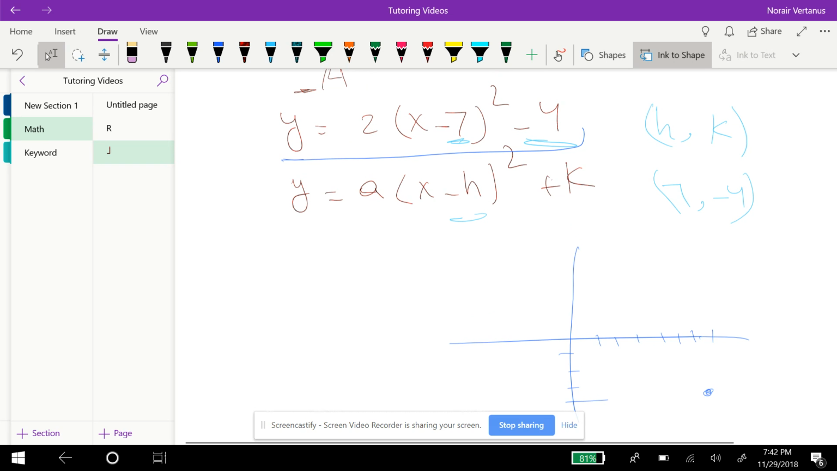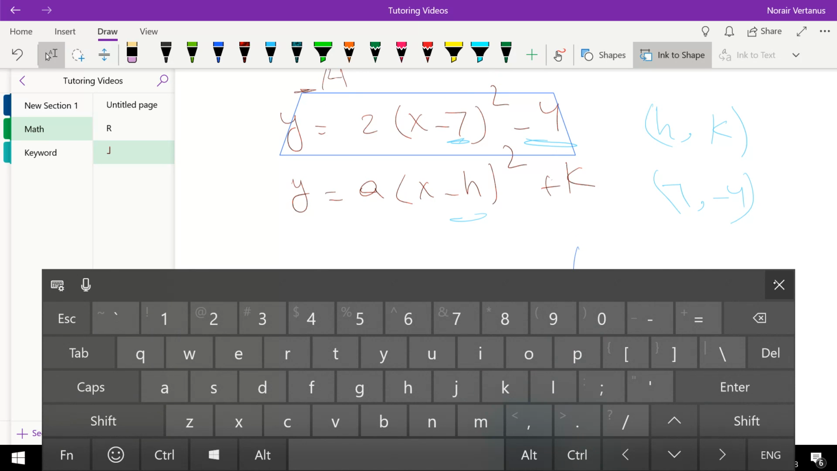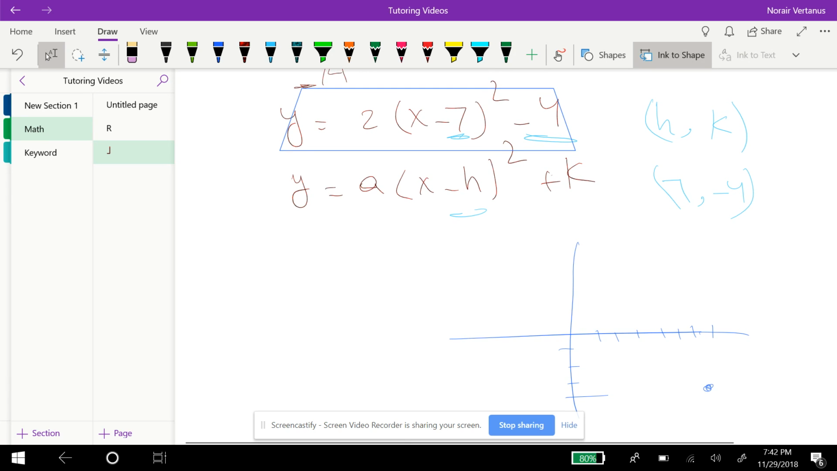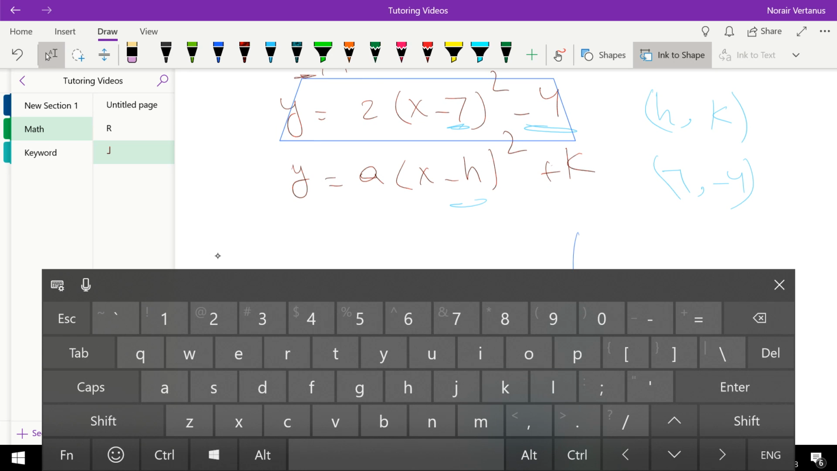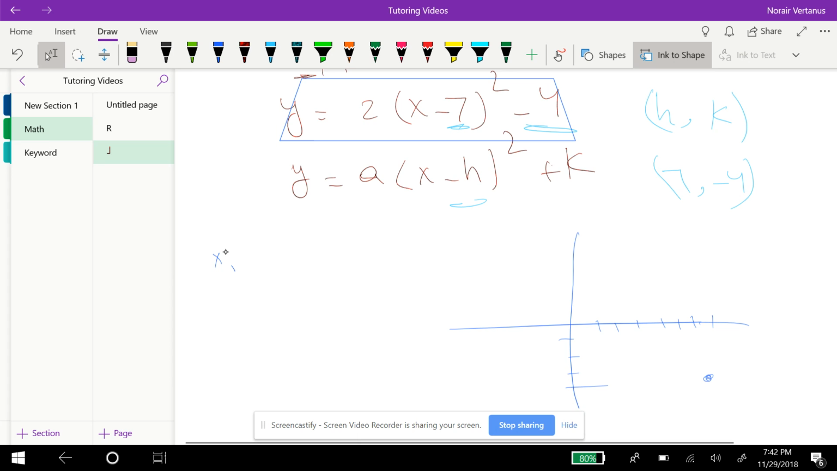And then we want to see what the x-intercept and y-intercept are. When you want to find the y-intercept, you plug in 0 for x.